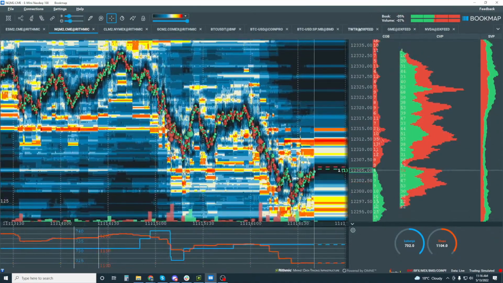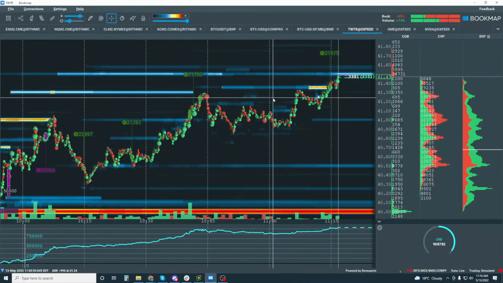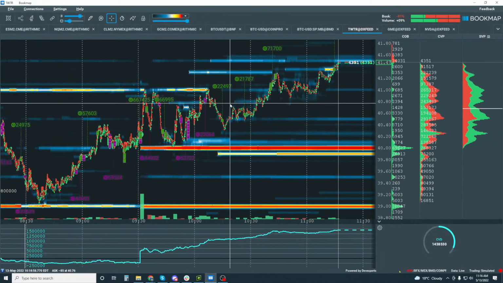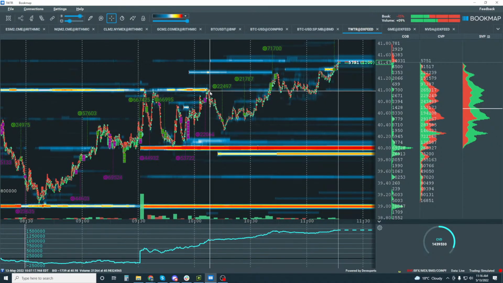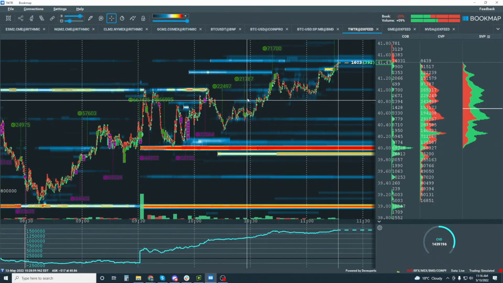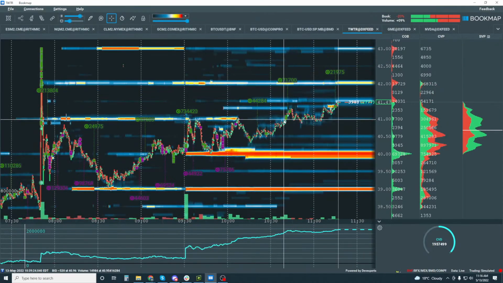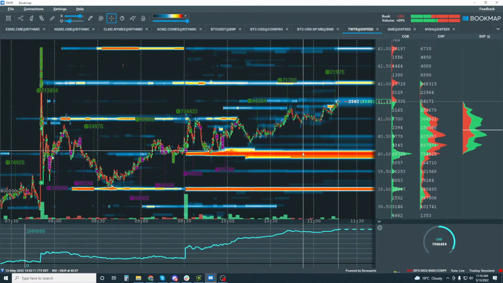Or we can jump over to Twitter. So we were talking about 41 as being the magnet. It sold off. Now look at it, it traded through it and traded up to these magnets up in here. See how this did not work like a magnet? See how this repelled it?